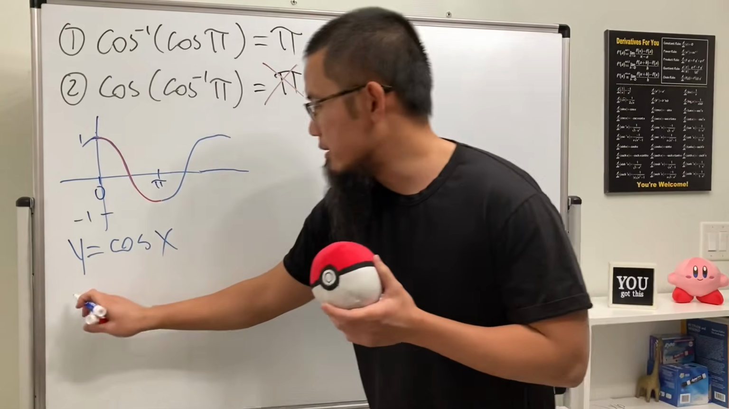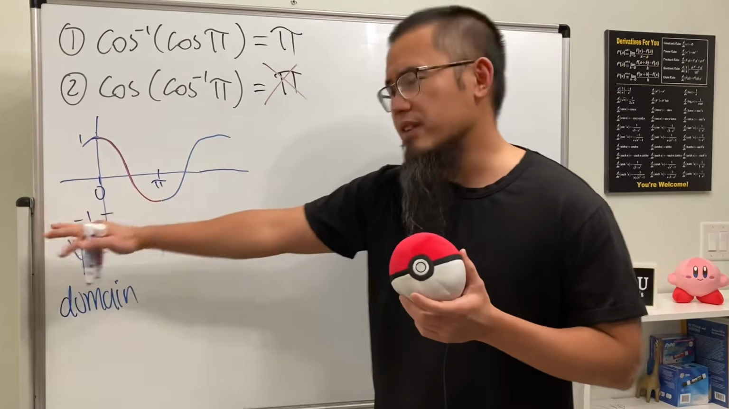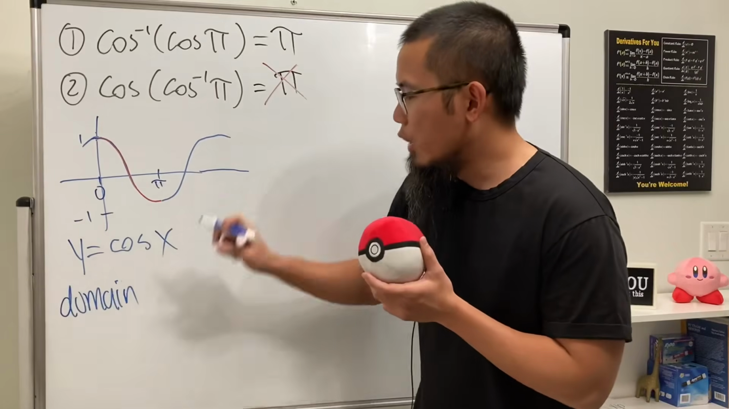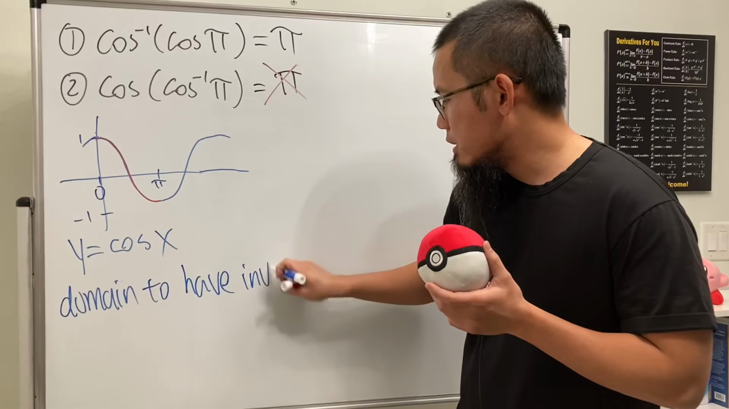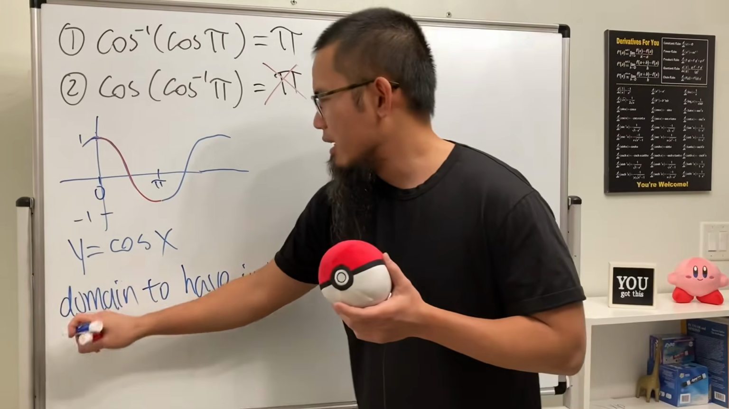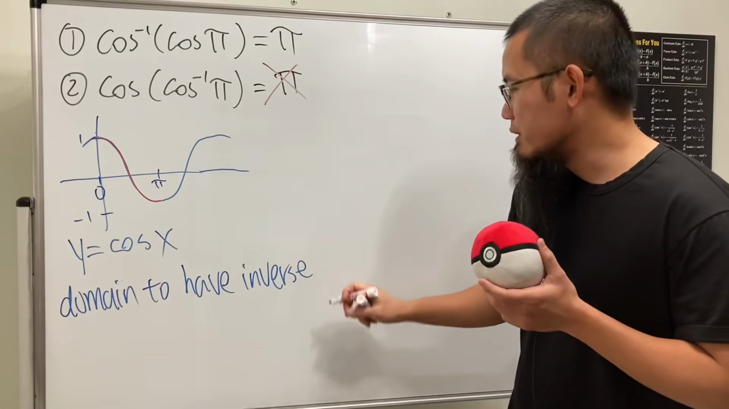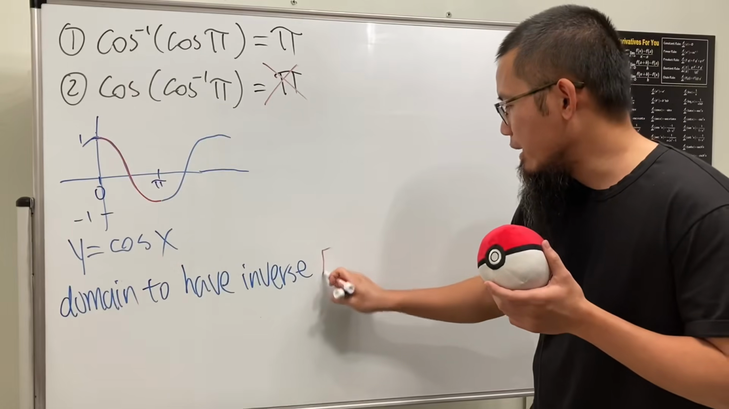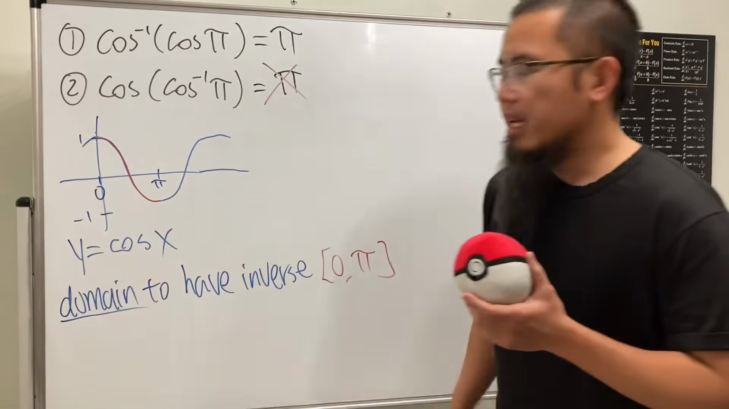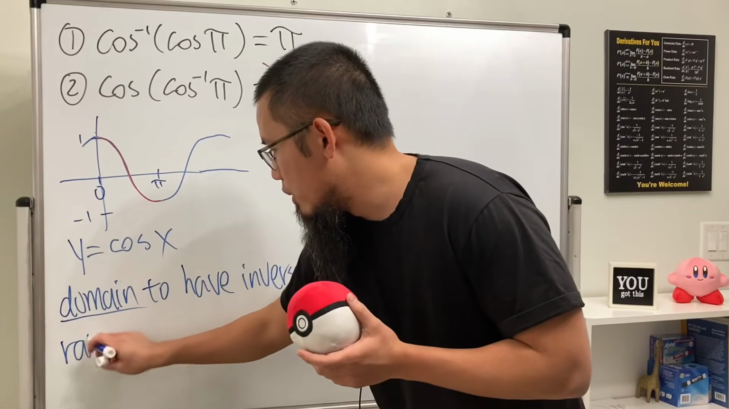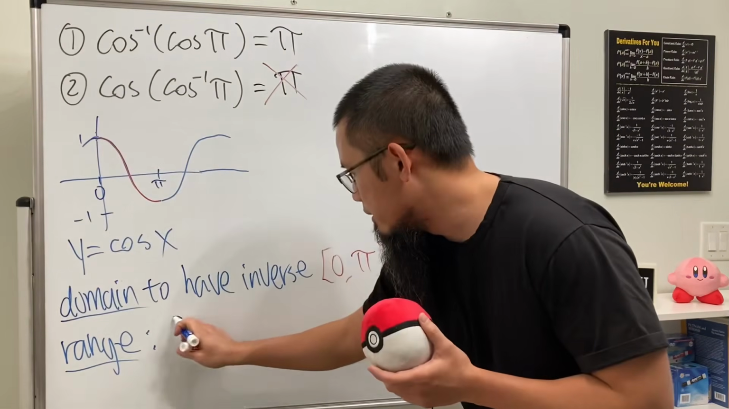So let me write this down right here. The domain of the original is negative infinity to positive infinity, but the key right here is that we want the domain to have an inverse. Otherwise, if you just do this, then it doesn't make sense. We have to restrict to just the red part. The domain to have an inverse will be from 0 to pi, including both endpoints right here. And then the corresponding range, as we can see, is just going to be from -1 to 1.